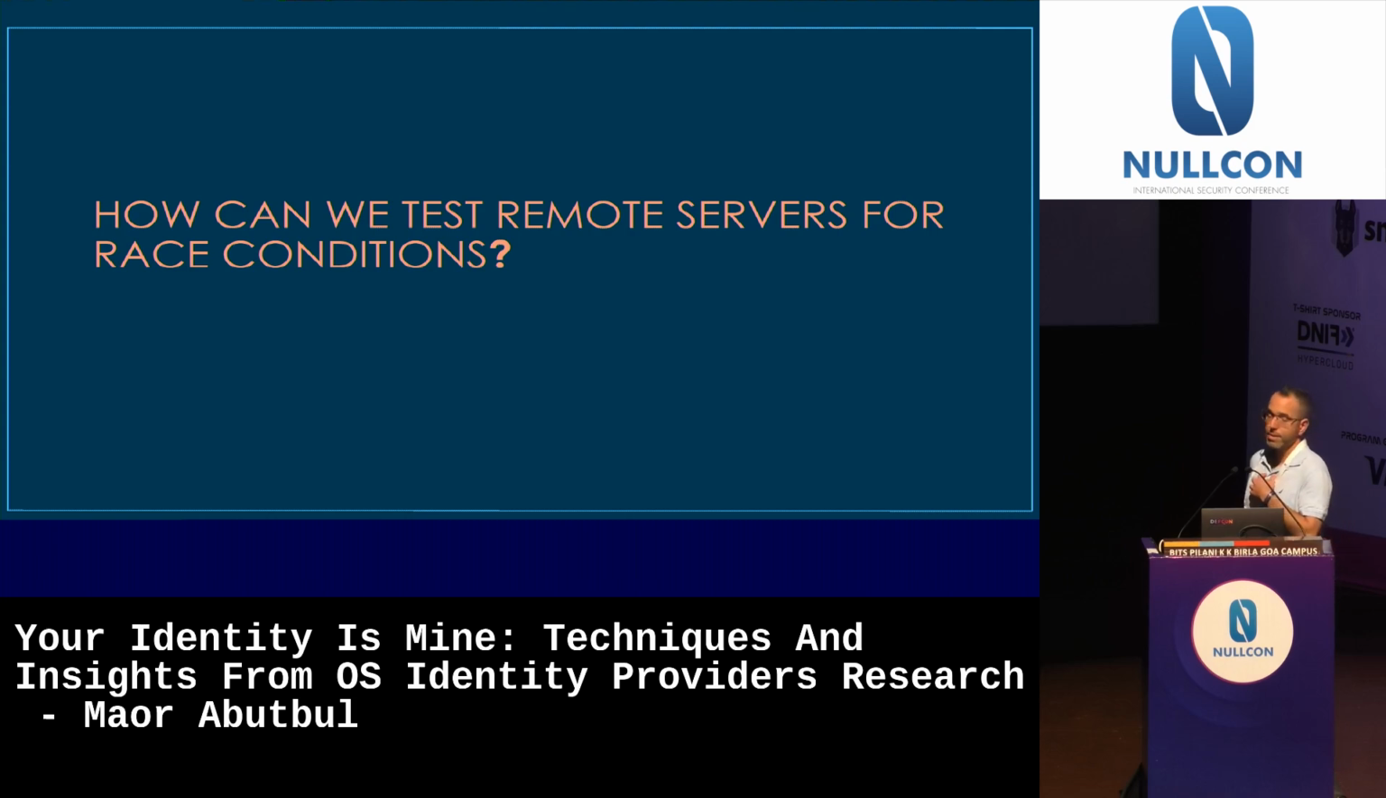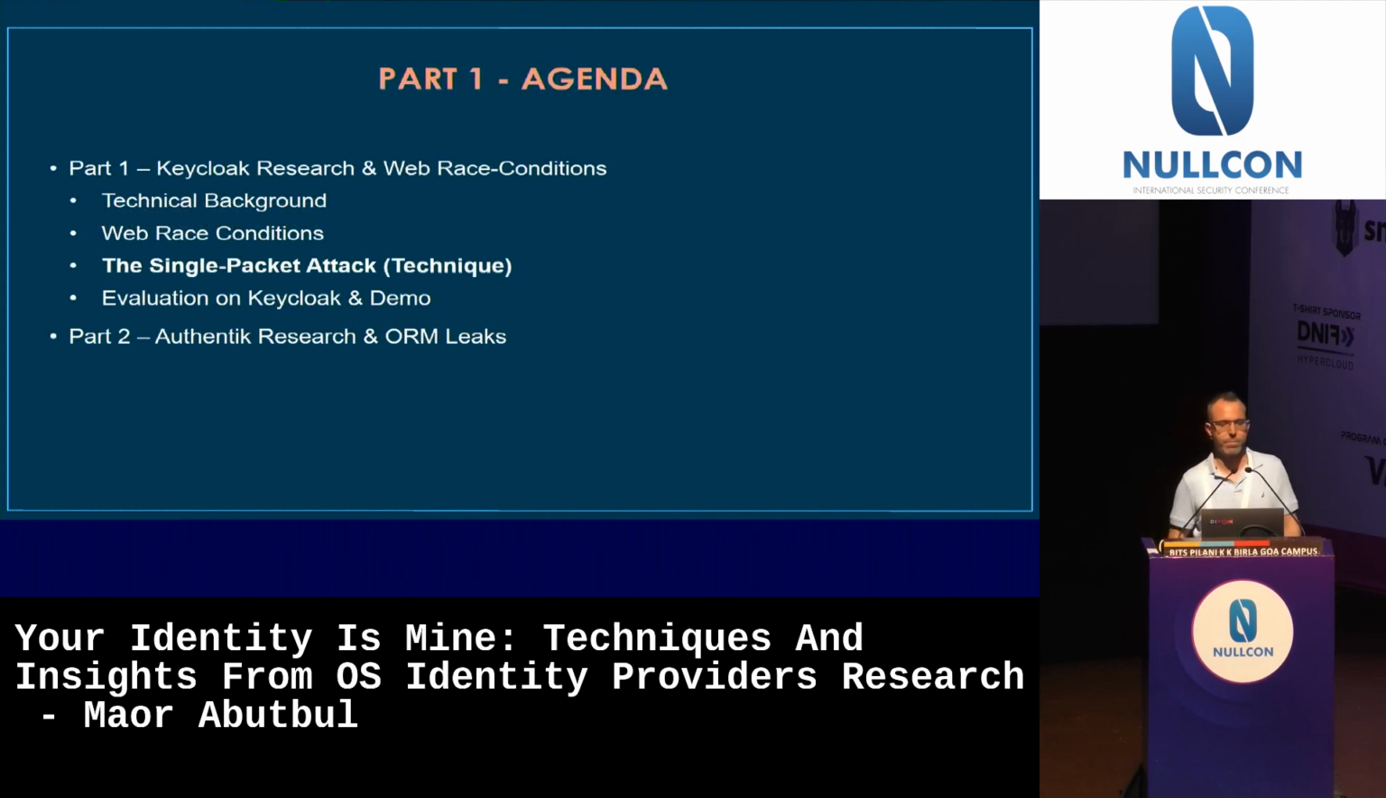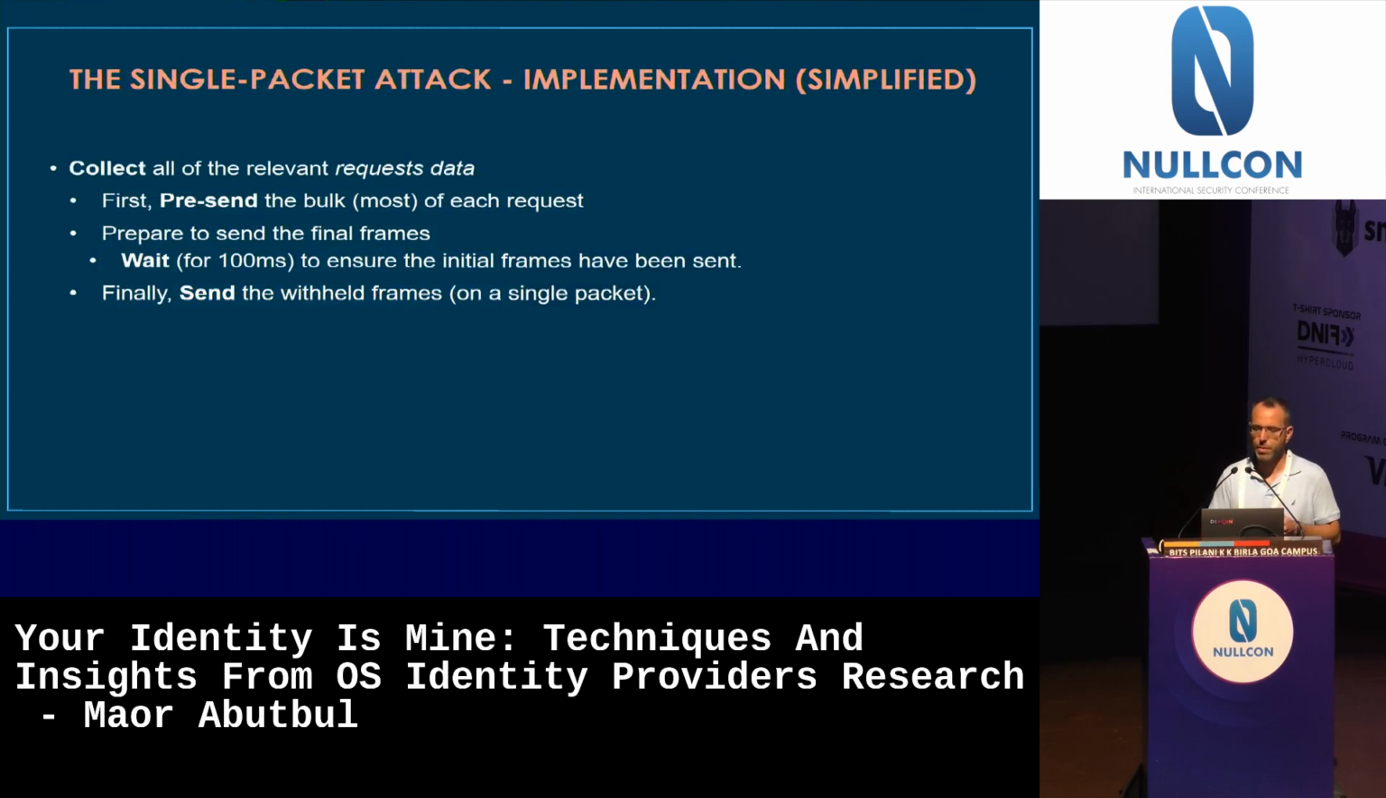So, how can we test remote servers for web race conditions? The single packet attack. The single packet attack is a technique developed by PortSwigger that allows encapsulating or packaging multiple requests in a single TCP packet. Generally speaking, the algorithm collects all of the relevant requests, sends most of the data without the last bytes, waits a few milliseconds, and then sends the last bytes of each request.